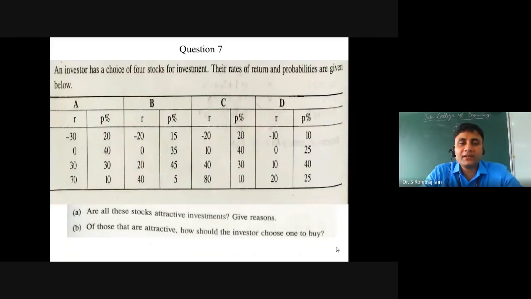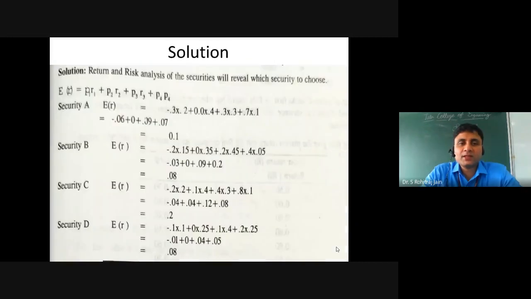Right? I'm calculating expected return of security A. So I get the value to be equal to how much? See, the first one is 0.06 plus 0 plus 0.09 plus 0.07, which is equal to 0.1. So similarly, students, I'll solve for security B. I'll solve the expected return of security B.